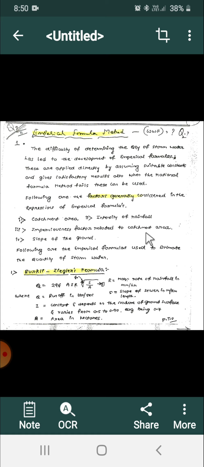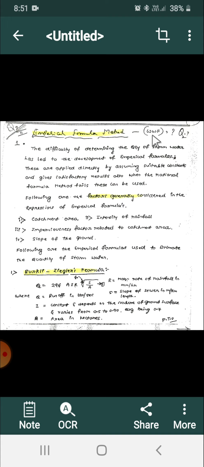Now, it is a design problem in this case. You already know how to determine Q1 and Q2. Design of sewerage system has two types: one is dry weather flow, and one is wet weather flow. The dry weather flow is population into rate of water supply into percentage of sewage. That can be determined easily.